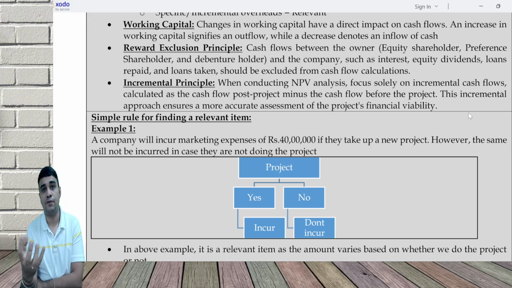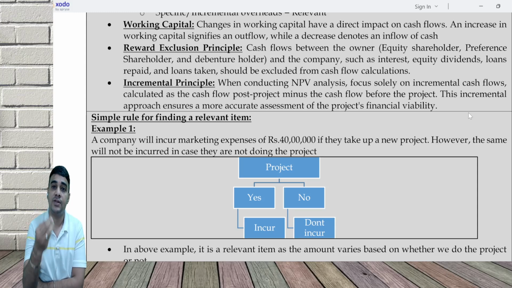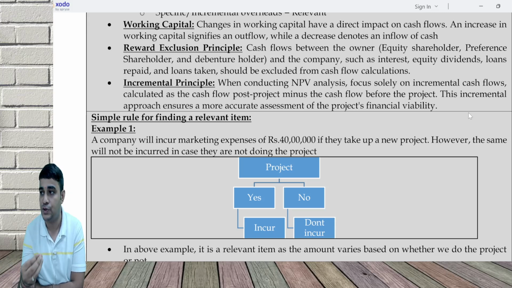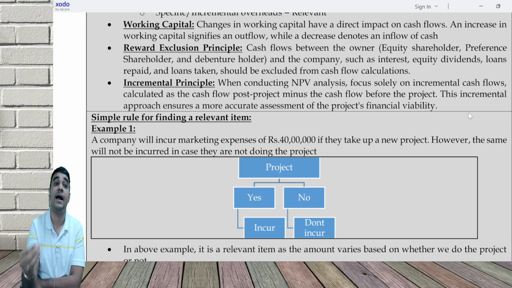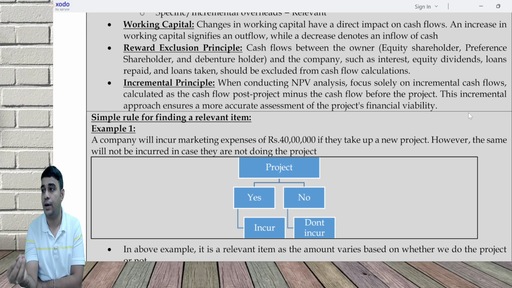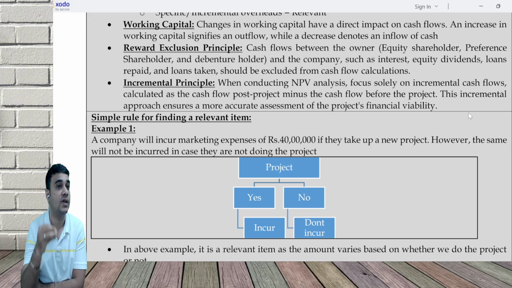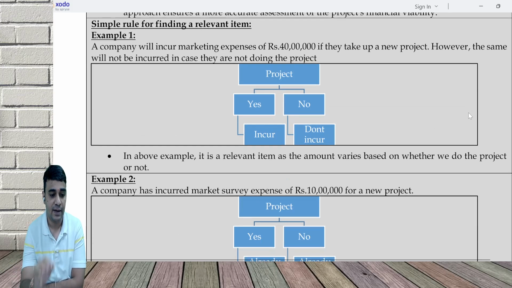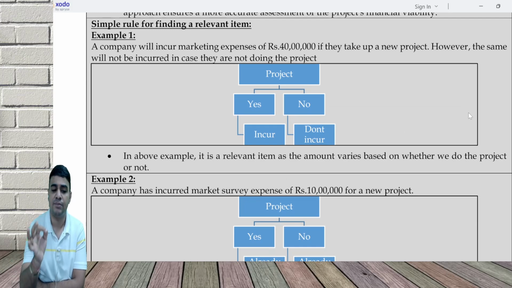Because of this batch, I would be getting 40 extra students. Otherwise, I would have got 200. Now I'm going to get 250 students in the next one year. So what extra I am getting is only the benefit out of this and not overall. You cannot say that overall profit is because of this project. An example I said, a simple rule for identifying something as relevant or not.